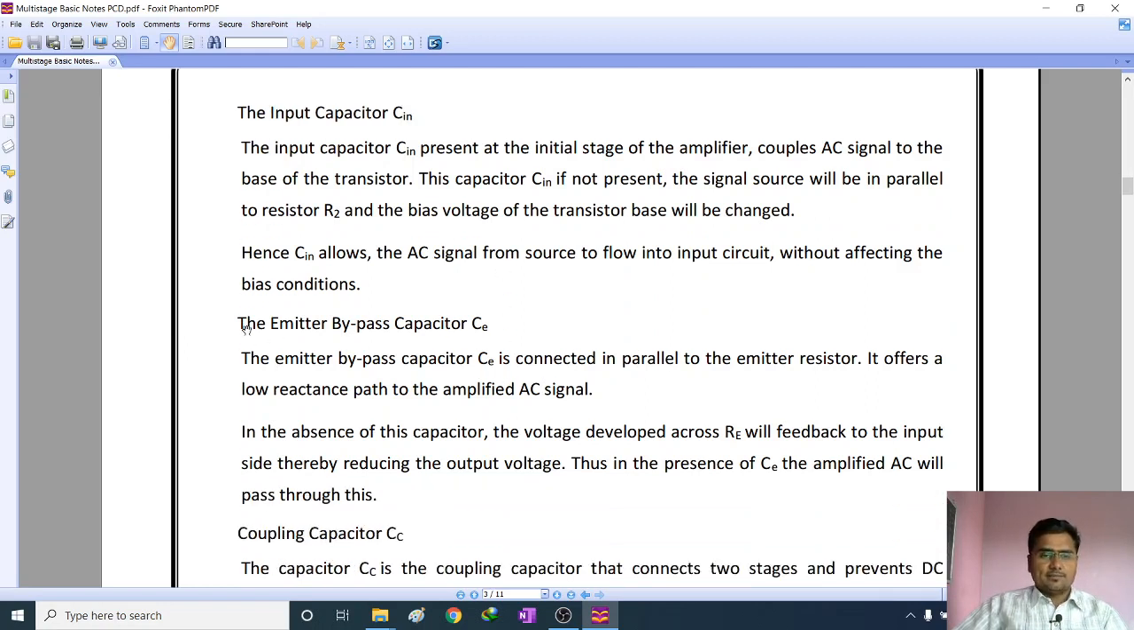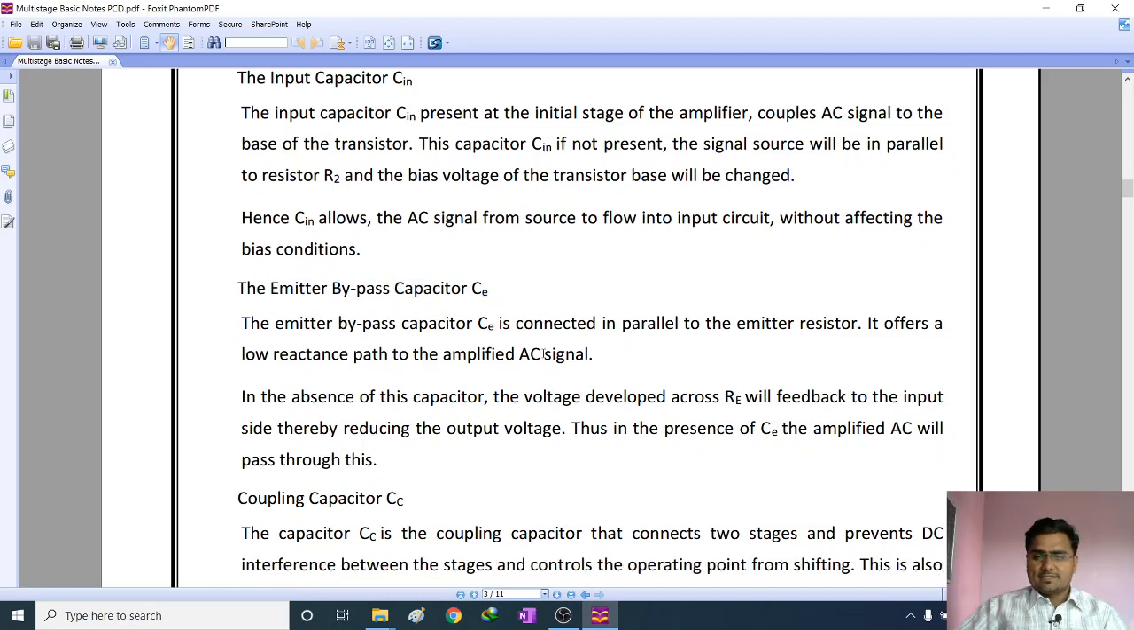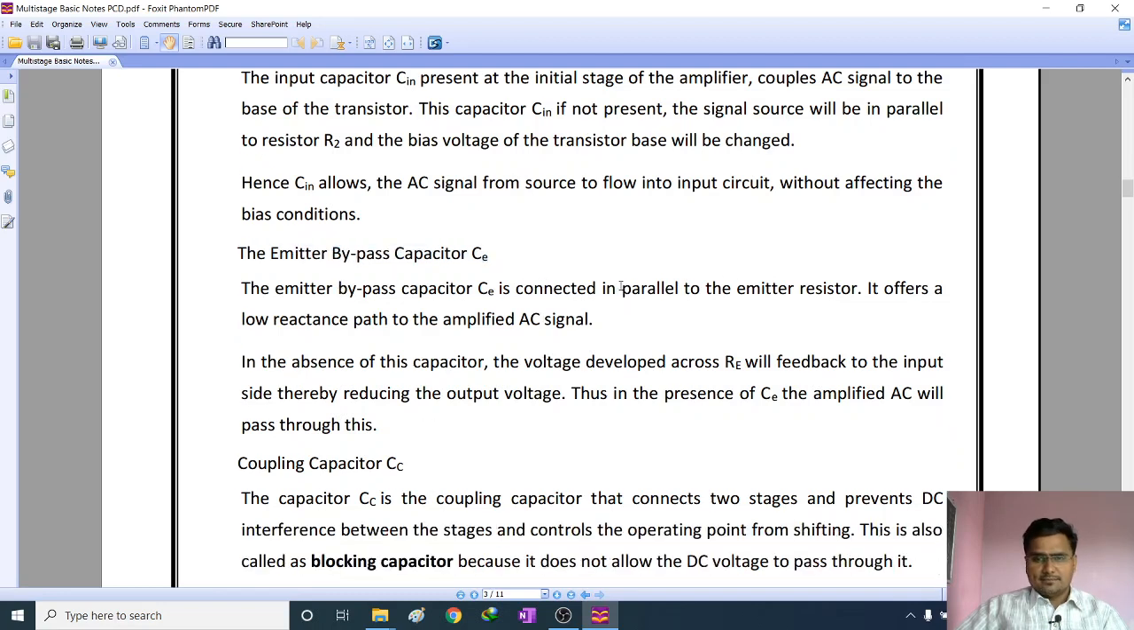Then the emitter bypass capacitor. It has to bypass the signal. Look at this. The emitter bypass capacitor is connected in parallel with the emitter resistor. Why? It offers a very low resistance to the AC signal. So that's why it has to be there. The AC signal has to be bypassed.